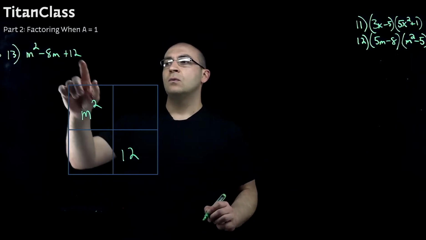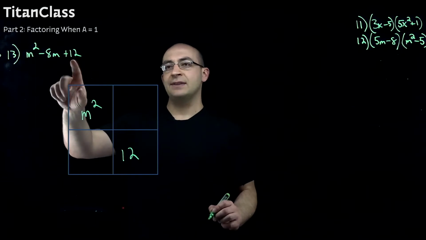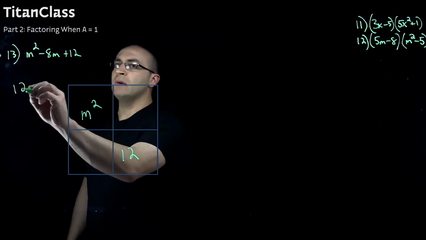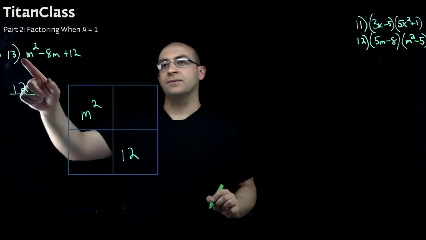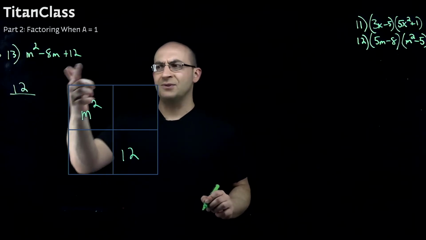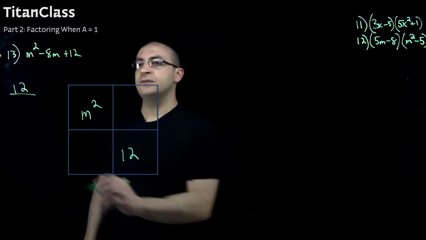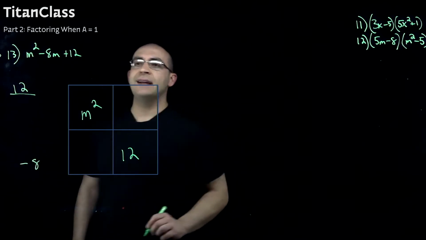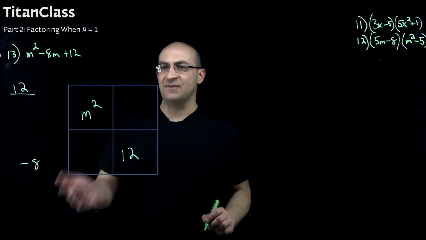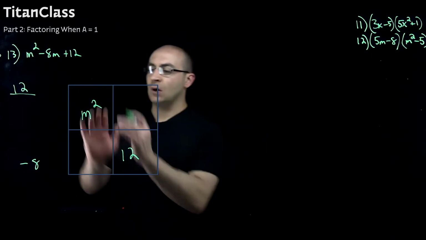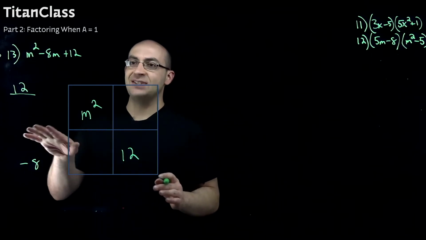Now, I'm going to take this 12. Normally, I would multiply it by whatever this number was in front, but because it's just 1, 12 times 1 is just 12. I'm trying to find factors of 12 that could add or subtract to get negative 8. Now, this part I'm going to go a little longer on for these first few.